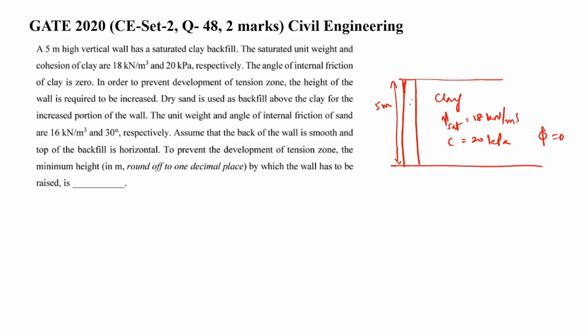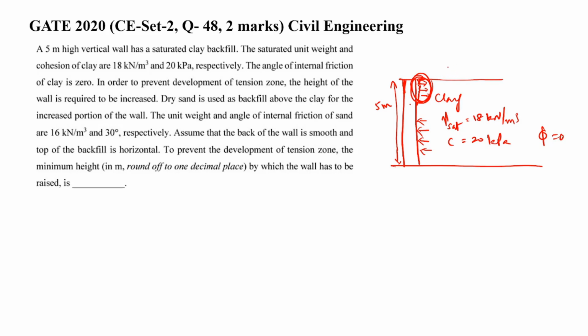This is the retaining wall. There is a backfill. The backfill will exert some pressure, right? As this is clay, it will exert some tension at the top portion. Because of that, there will be a tension crack. Tension crack means it will detach from the wall. So we want to avoid this detachment. Why is there a detachment? Because there is a negative pressure.